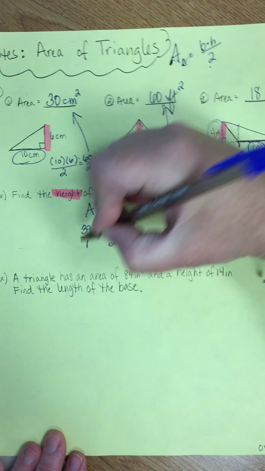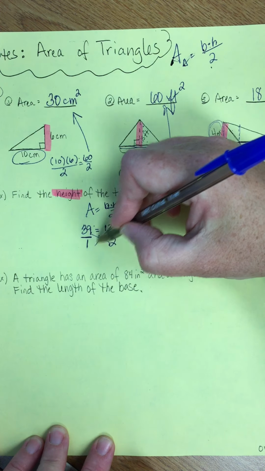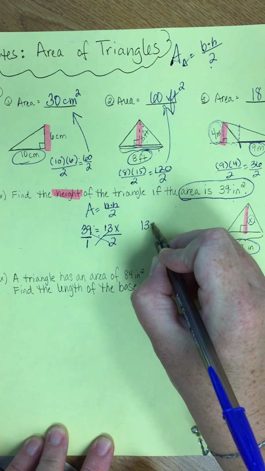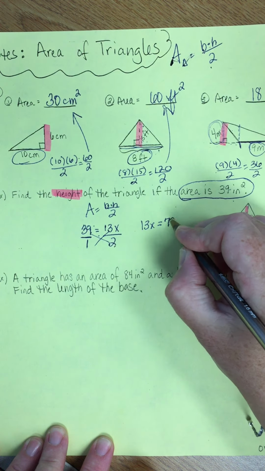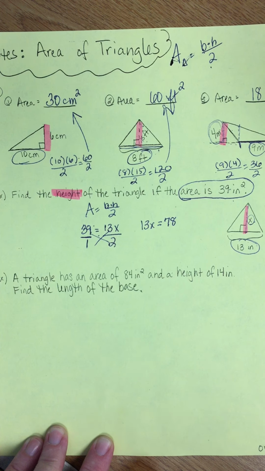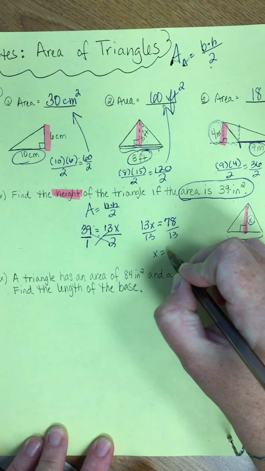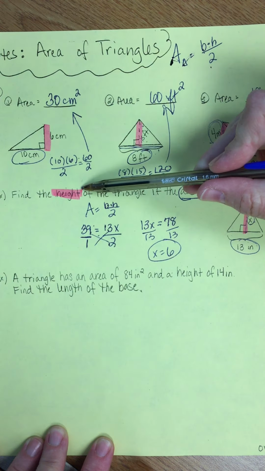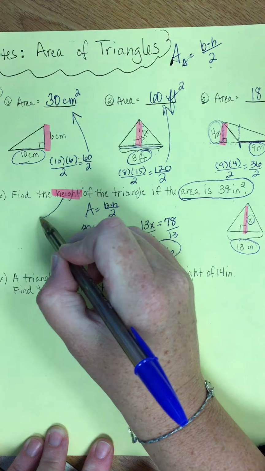So you put 39 over 1, and there is an equals between it, so you would cross multiply. So I would get 13x equals 2 times 39, which is 78. Then I would take 78 and divide it by 13, and I would get the answer of 6. So what is the height? The height is what I'm looking for. The height is 6 inches.